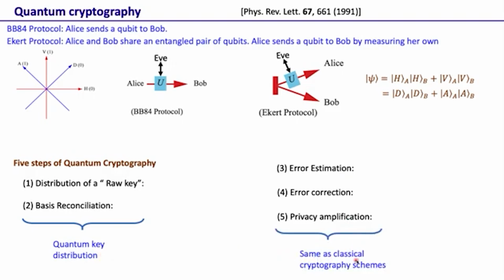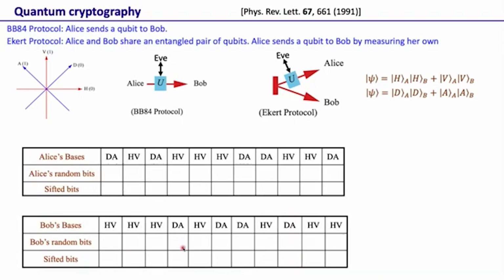So these two steps are essentially what's quantum key distribution. These three steps are the same as in a classical cryptographic scheme. This is done in even today's classical cryptographic schemes. So I'll basically focus on these two steps only.